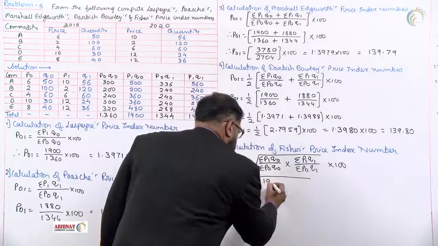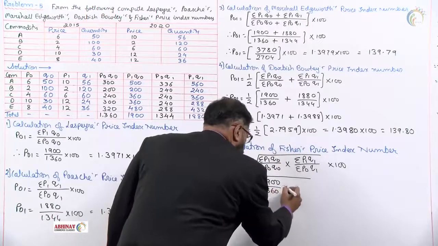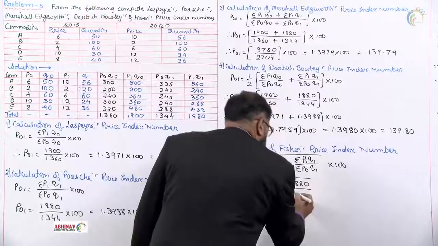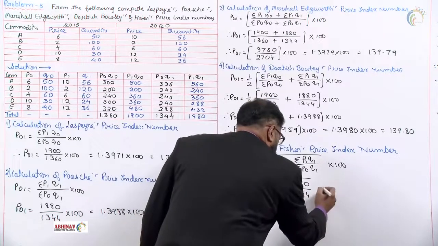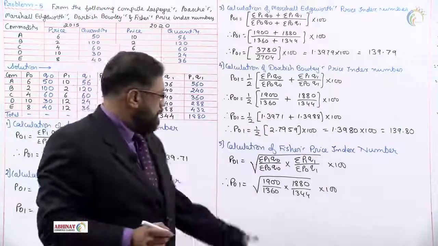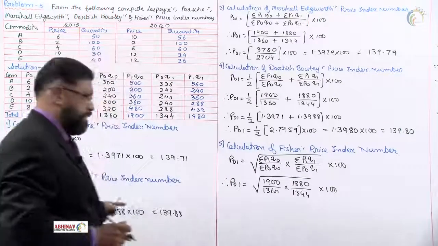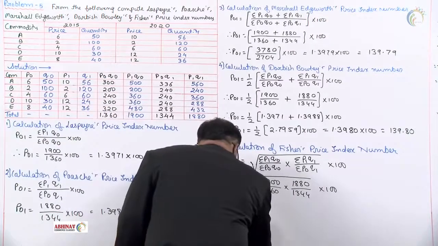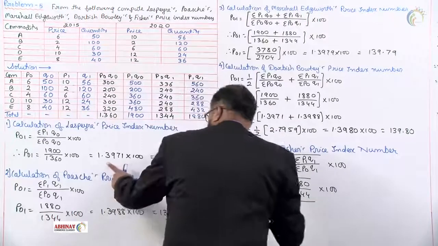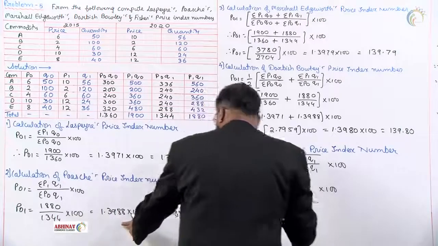That is 1900 divided by 1360 into 1880 divided by 1344 into 100. Again, no calculator for division. Division is already done here in Laspeyres and Paasche. Same values I am going to copy. P01 is equal to root of 1.3971 multiplied by Paasche's 1.3988 into 100.